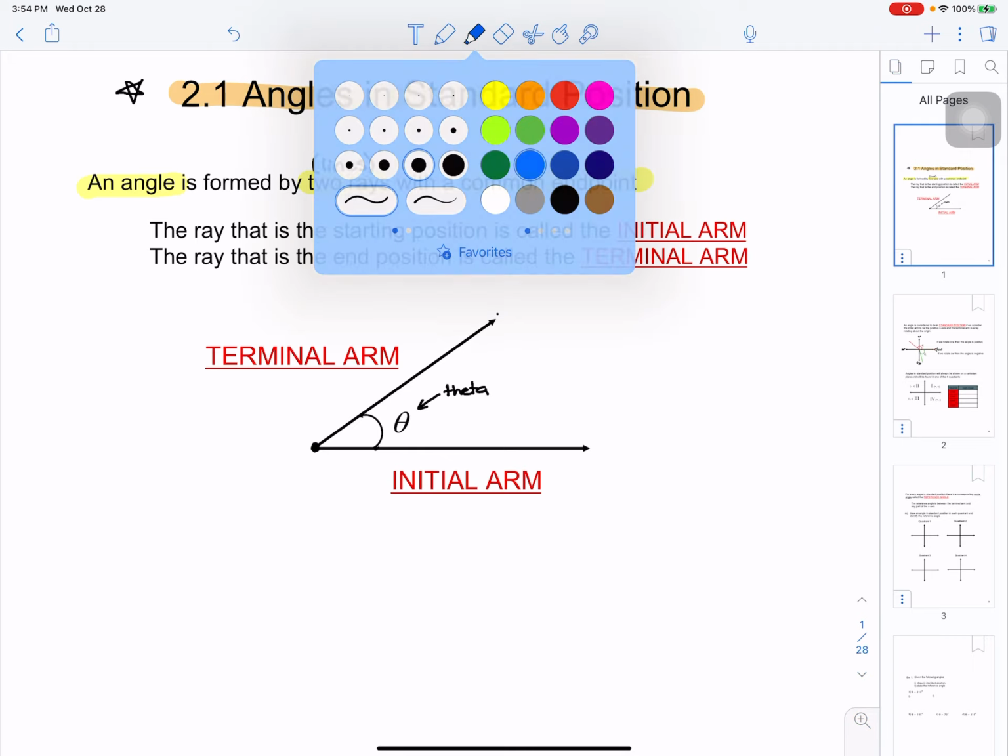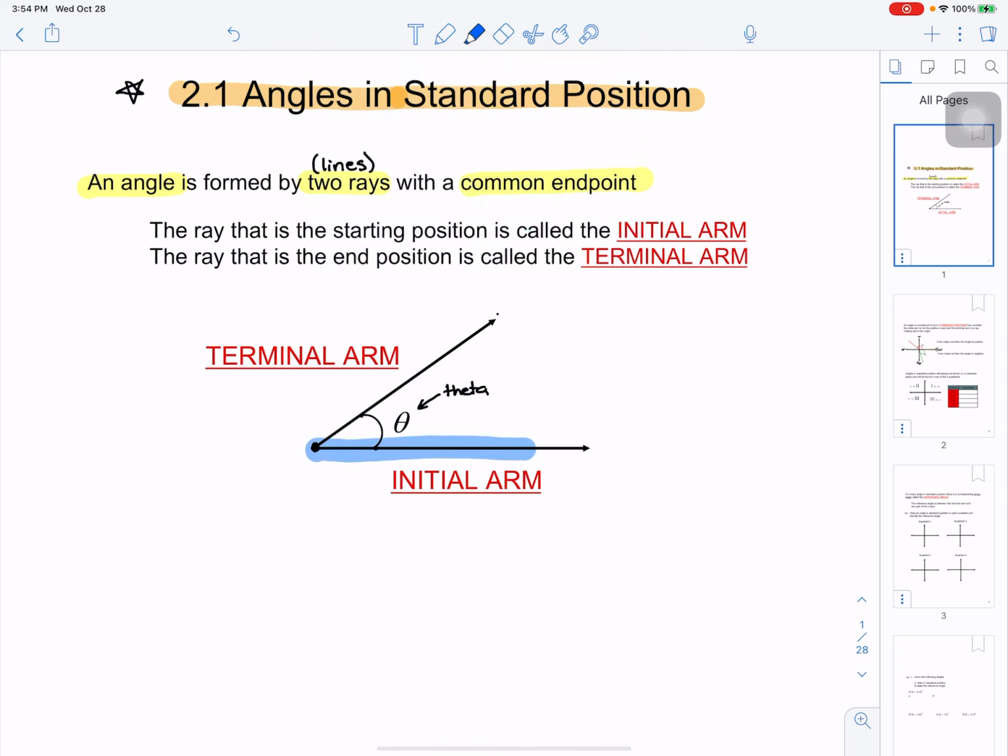We give the name initial arm to where we start to make our angle from, and then we move this arm towards another spot, and wherever that arm ends up, we call that the terminal arm. So this is my initial arm. This is my terminal arm. And then the angle that's formed goes right in between, and we call that angle theta.